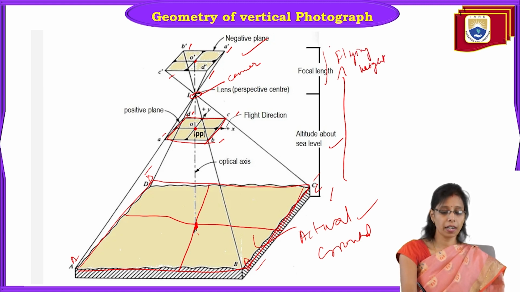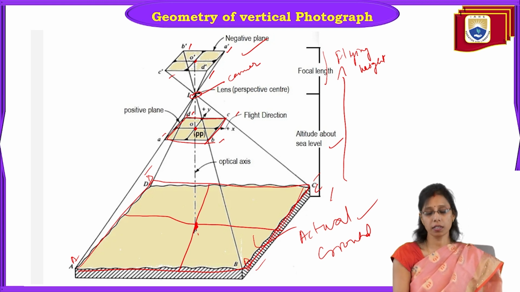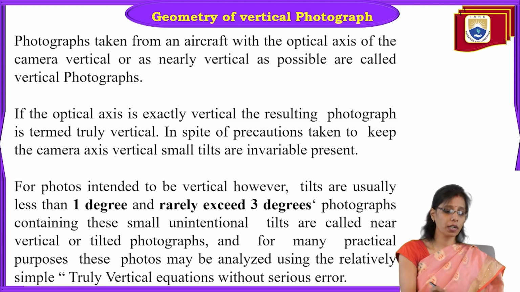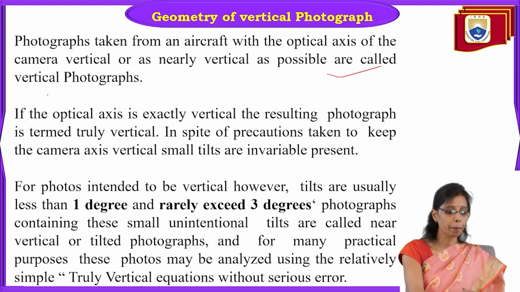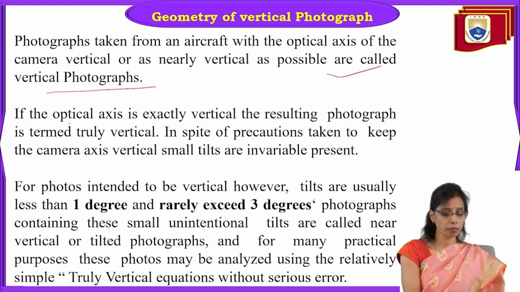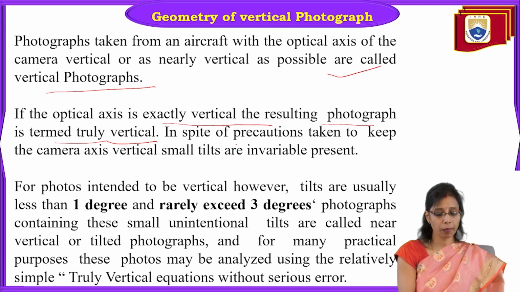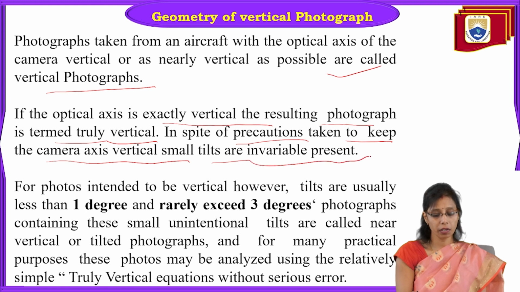So the flight is here, and from this altitude only this photograph is taken. And if you see here, photographs taken from an aircraft with the optical axis of the camera vertical, or as nearly vertical as possible, are called vertical photographs. If the optical axis is exactly vertical, the resulting photograph is termed truly vertical. In spite of precautions taken to keep the camera axis vertical, small tilts are invariably present.